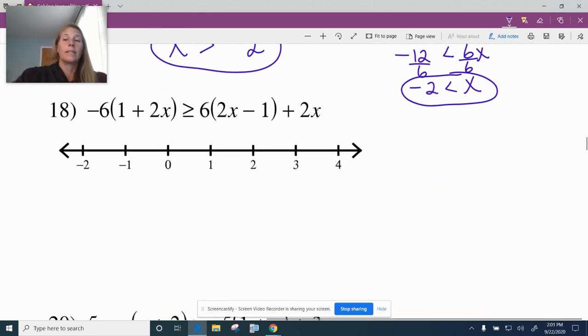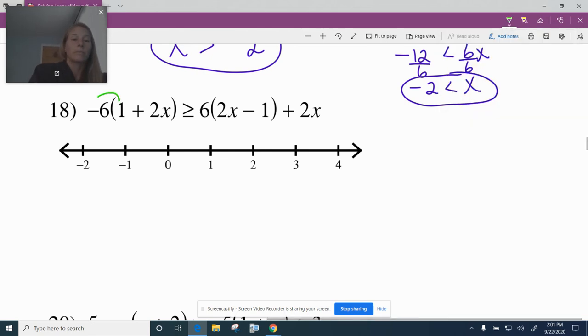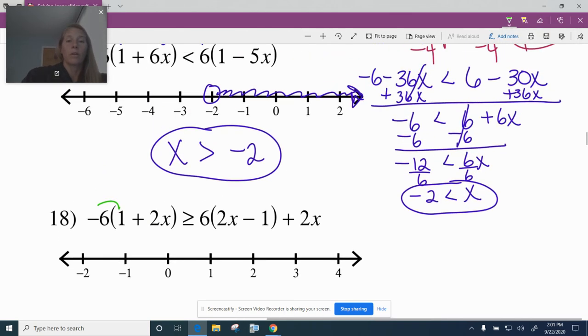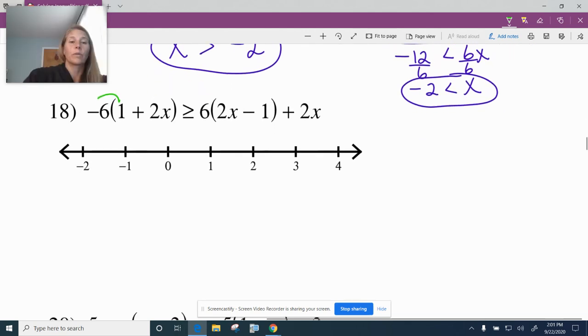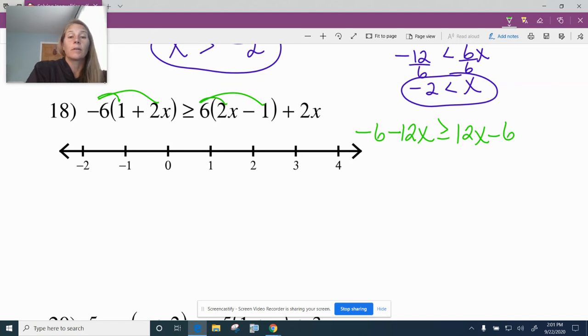All right, number 18. I feel like, no, it's a little different. Okay. So I have negative 6 times 1, which is negative 6. Negative 6 times 2x, which is negative 12x. Then on the other side, 6 times 2 is 12x. And 6 times negative 1 is negative 6. Oh, and then we just have this plus 2x on the end.